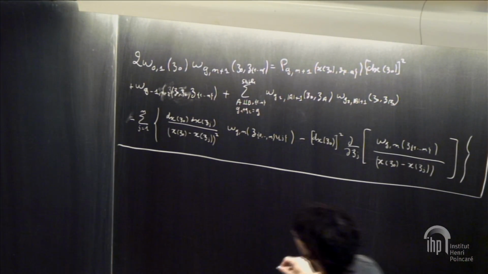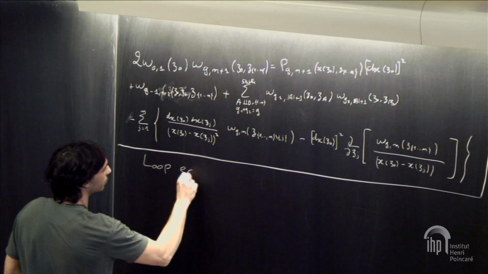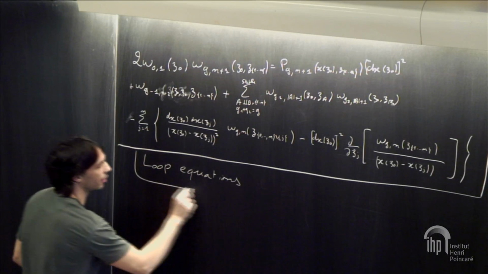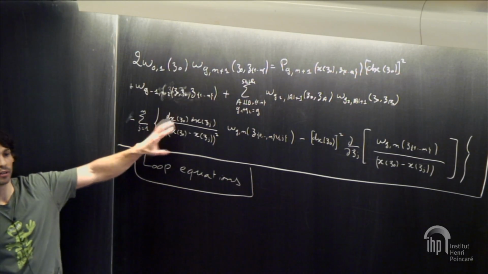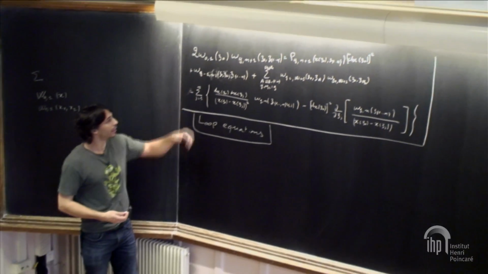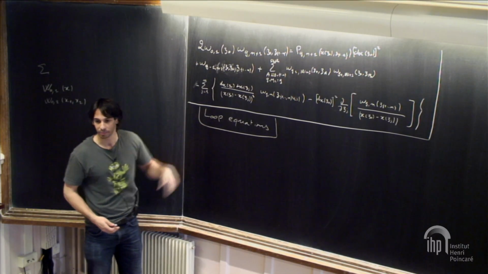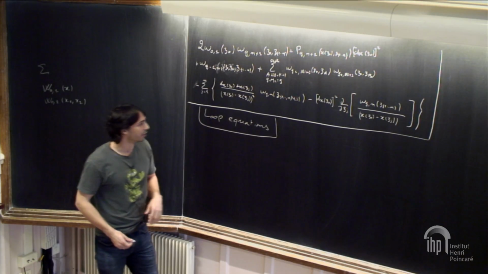By the way, in the literature, if in this context you hear about loop equations, these are Tutte's equations. These combinatorial properties, if you translate them in terms of generating functions, are very often called loop equations.